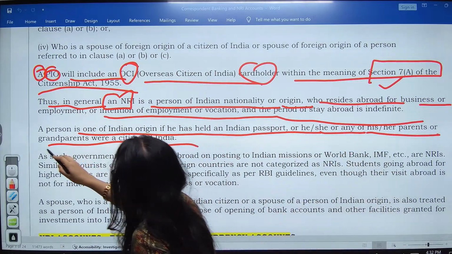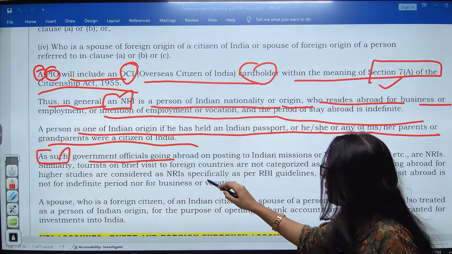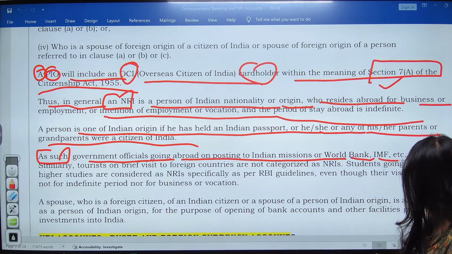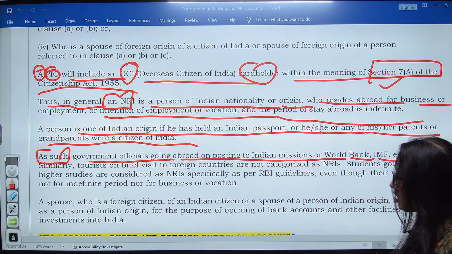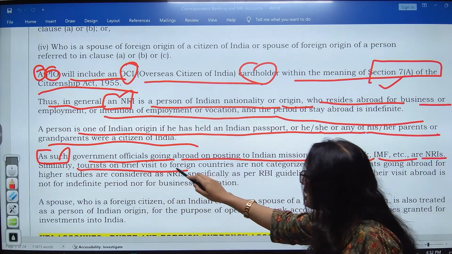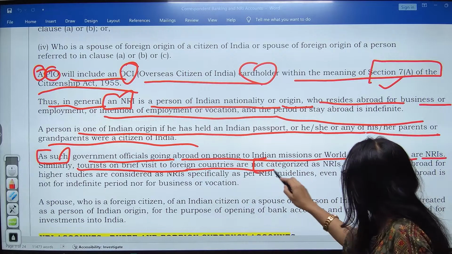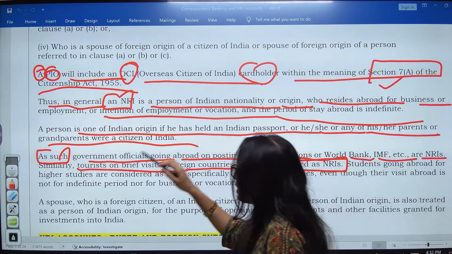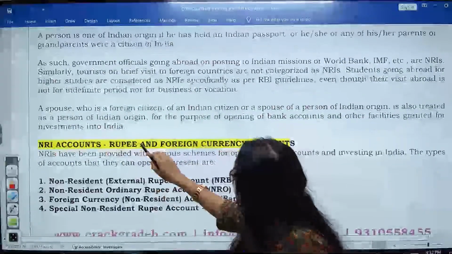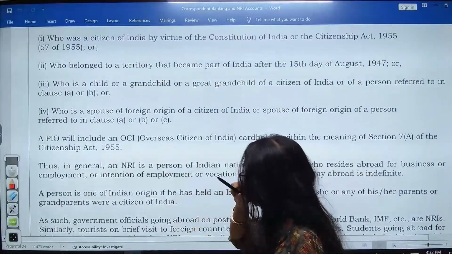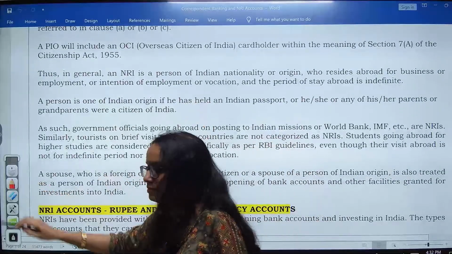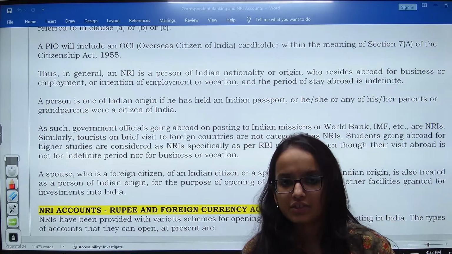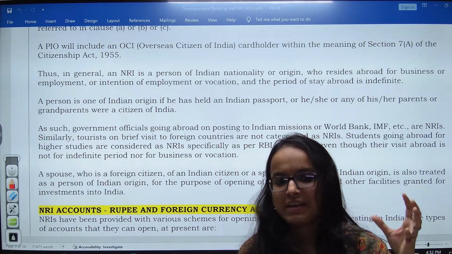Then government officials going abroad on posting to Indian missions, to say the World Bank, IMF, are also NRIs. Similarly, tourists on brief visits to foreign countries are not categorized as NRIs. This is to be remembered. Got this point? So these are general points summing up the things which we have discussed, the classifications of NRI, PIO and OCI.